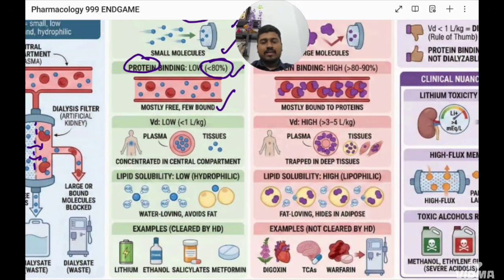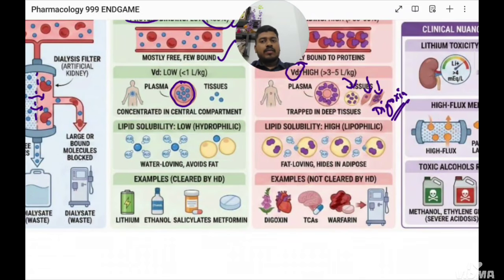Third is the volume of distribution. Two or three slides before this I had discussed what is VD, that is volume of distribution. If volume of distribution is less, that means most of the drug is in the vascular compartment, that is in the blood only, so this drug can be filtered. In case of high volume of distribution, like digoxin, which had a very high volume of distribution, the drug goes into the tissues, into the muscles, into the ECF, so more drug is not available in the plasma or in the blood, and hence there is no point in dialyzing this.